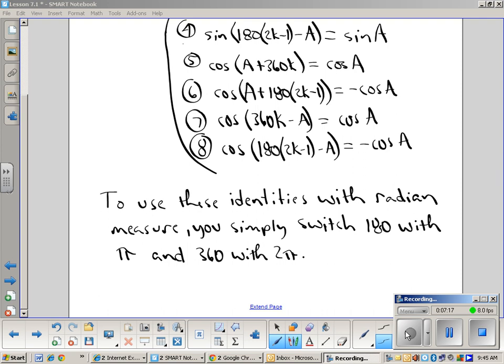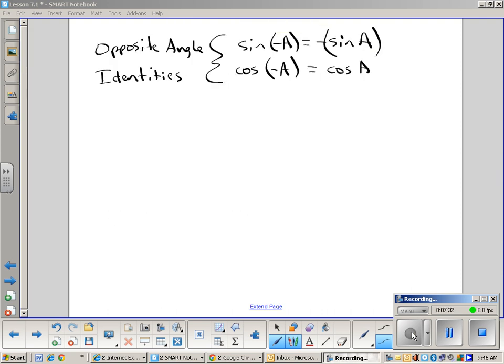And then to switch this over to radian measures, simply switch the 180s with pi and the 360 with 2 pi. So the last two opposite angle identities: the sine of the opposite of A is equal to the opposite of sine A, and the cosine of the opposite of A is equal to cosine of A.